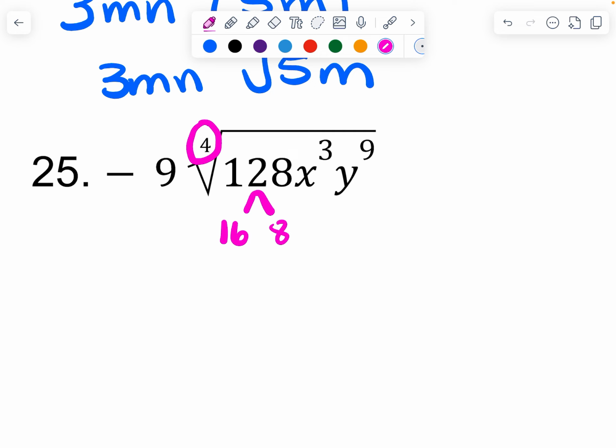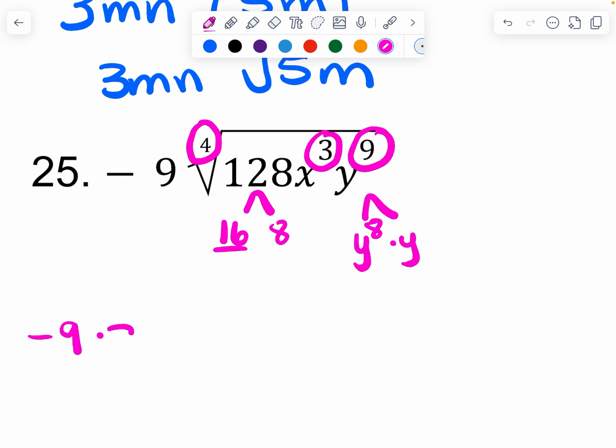And 8 is 2 to the 3rd power. This can't be divided by 4, so it just stays as is. This one, I can make that into y to the 8th times y. So I have negative 9 out front. The 4th root of 16 is 2. I can't do the 4th root of 8. I can't do the 4th root of x to the 3rd.